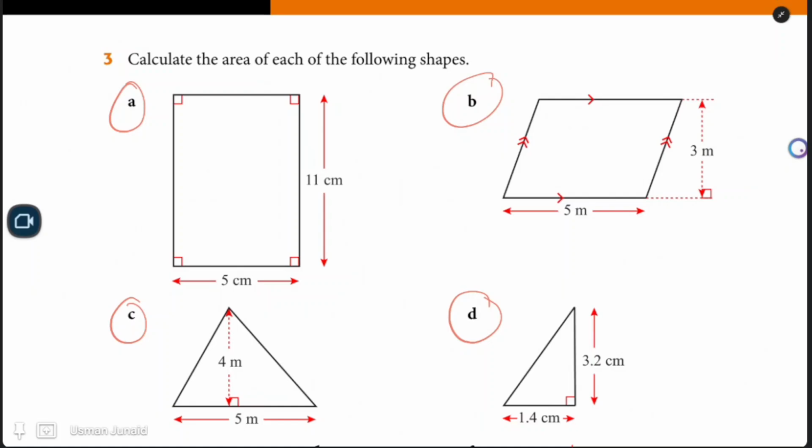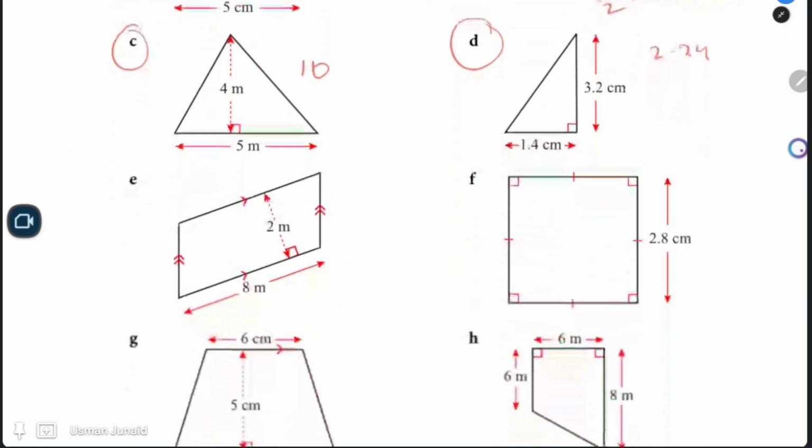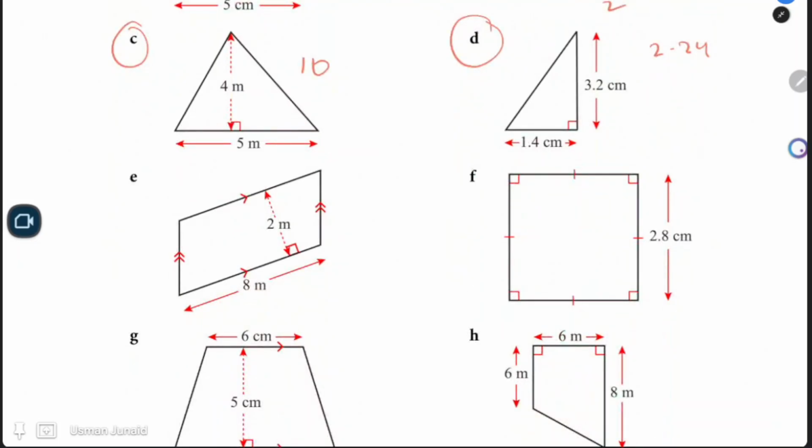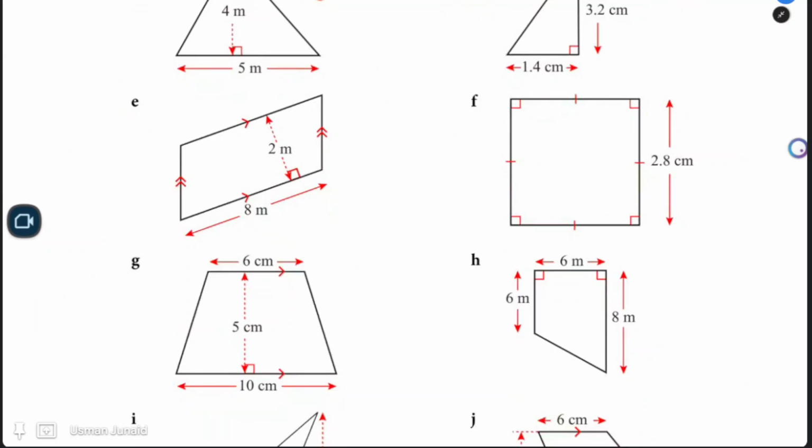So I've done it. Okay, how much did you get? A is 55, B is 15, C is 10, D is 2.24, because half into 3.2 into 1.4. Yes. Okay. So do you want to do any more questions for today या फिर यहाँ end करना? So can we do like एक और क्वेश्चन कर लेते हैं?